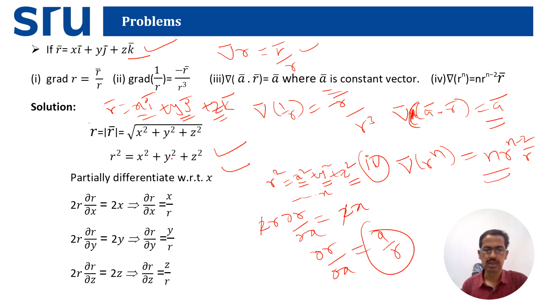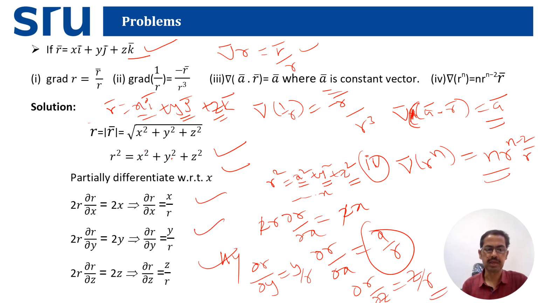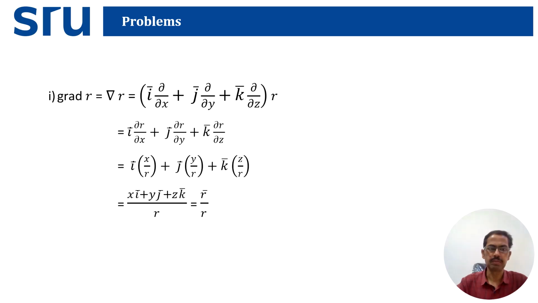Similarly, with respect to y, dou r by dou y is equal to y by r, and with respect to z, dou r by dou z is z by r. That's all. This is x by r, y by r, z by r, by taking partial differentiation. So now let's take the first one.